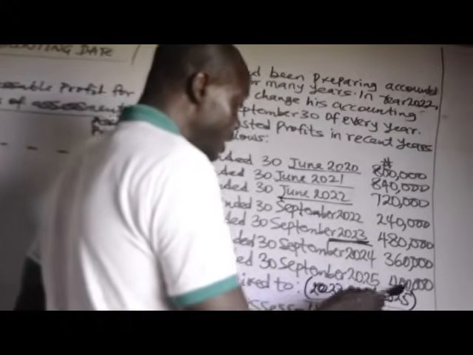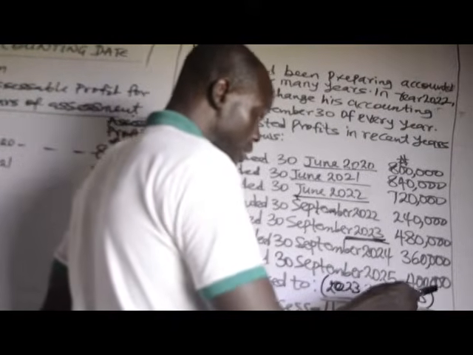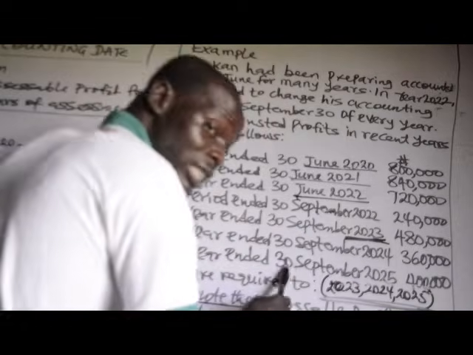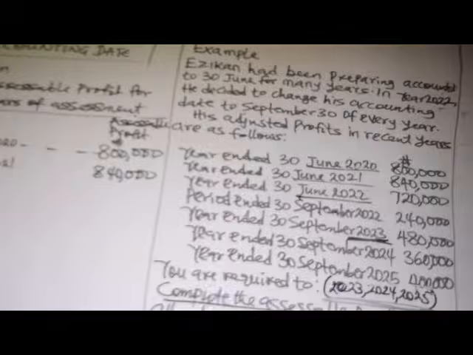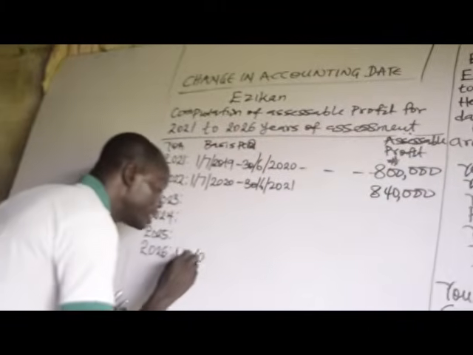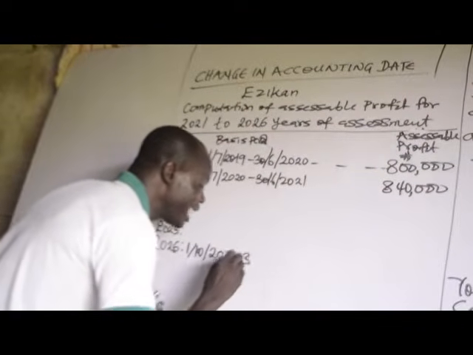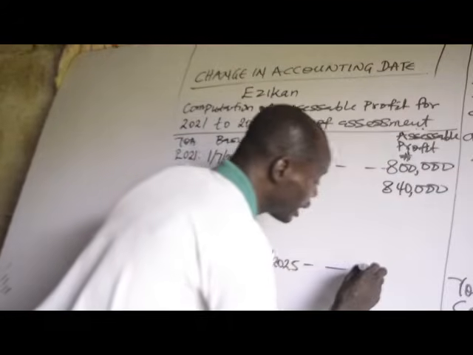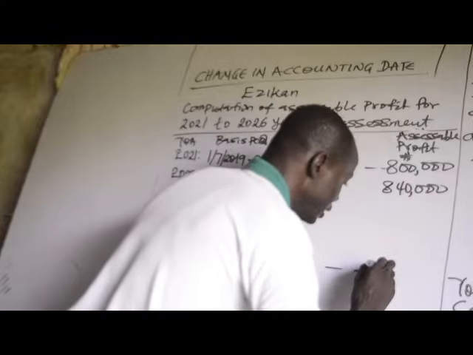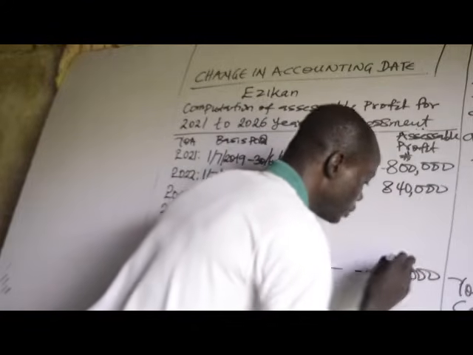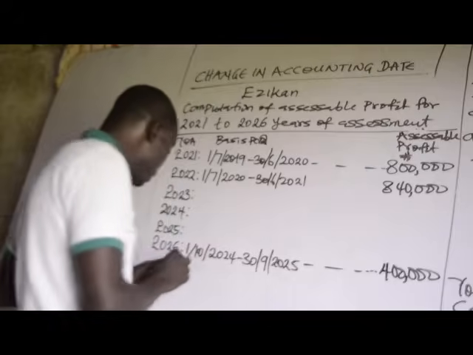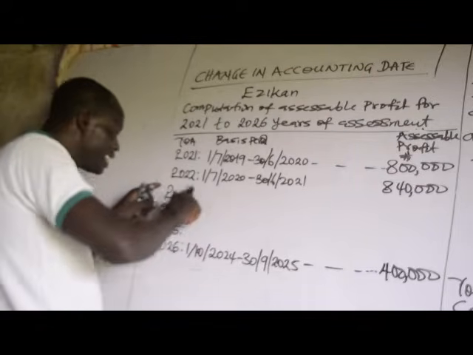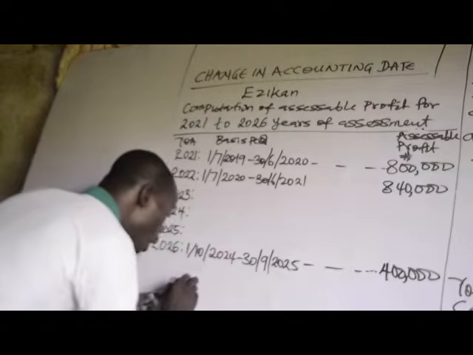The profit that will be assessable in 2026 on preceding year basis is the profit for 2025, which amounted to 400,000. The year end is September 30, so we have 1st of October 2024 to 30th of September 2025, and the profit amounted to 400,000. This is the profit that will be assessable in 2026. We are now left with those three years that involve changes in accounting date. Now, workings.